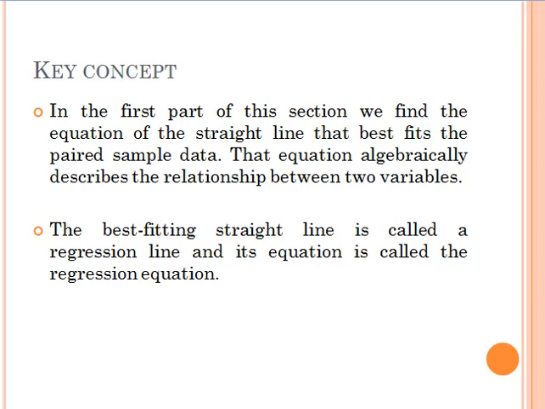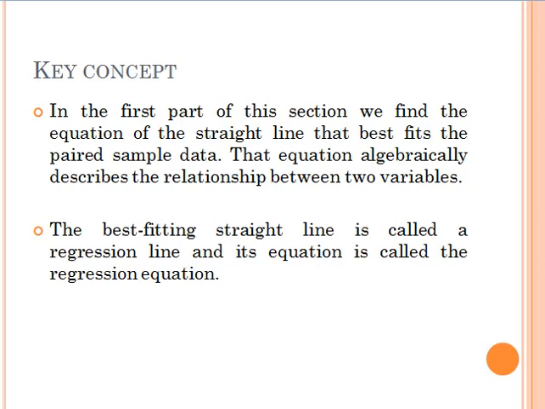That equation algebraically describes the relationship between two variables, right? So the equation which we are trying to figure out, the equation of the straight line, basically describes the relationship between two variables. For example, we have one variable x and another variable y. The equation will describe the relationship between x and y, right? One will be changing because of the other, so you can say that we are dealing with some independent variables and some dependent variables here.